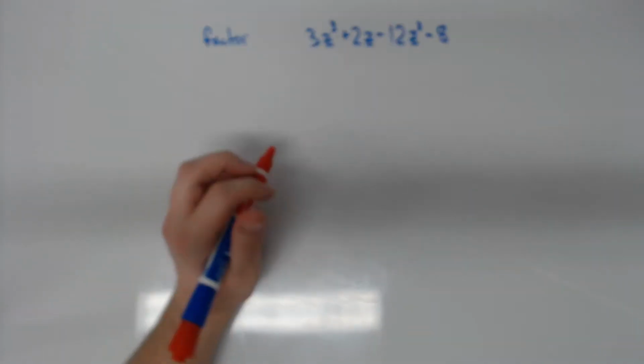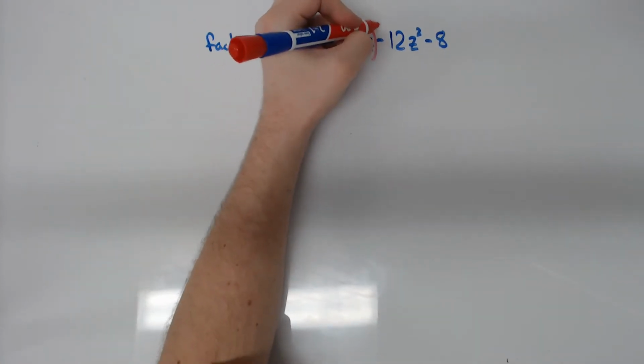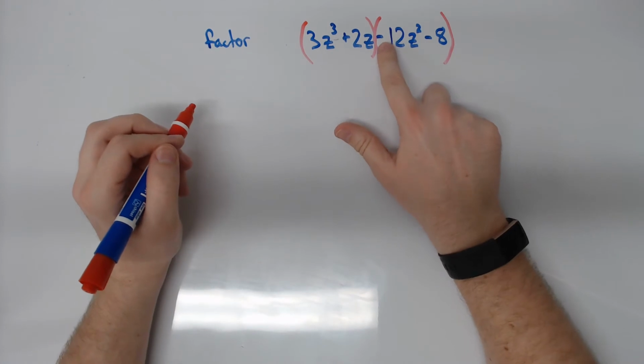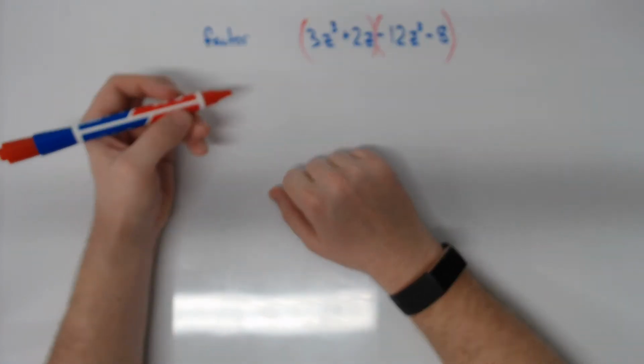Here's another example. Step 1 is to group the first two and the last two terms. Make sure to include that minus sign right here. That's to let us know that 12 is a negative 12. And then we got to factor out.